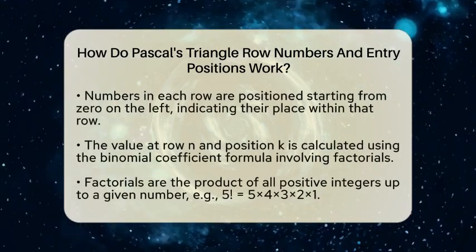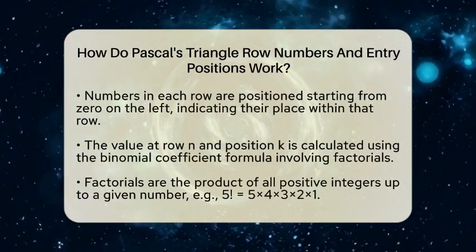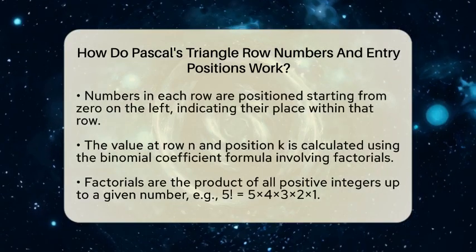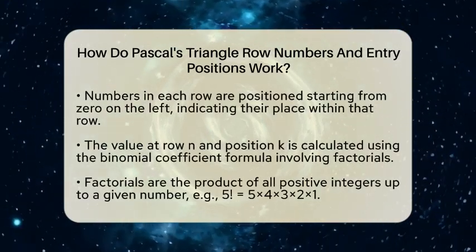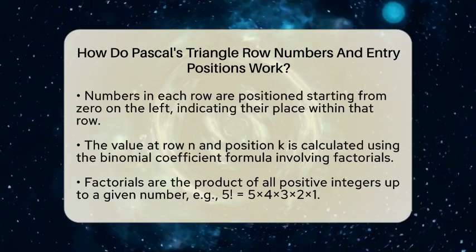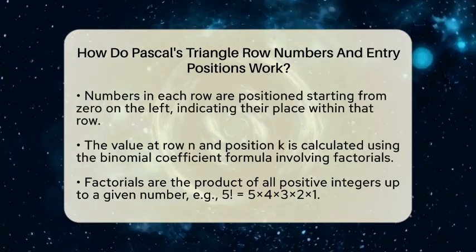The numbers inside each row are not random. They follow a special rule. To find the number at row n and position k, we use a formula called the binomial coefficient. It looks complicated but is simple once you understand it. It is written as a fraction with factorials. N factorial divided by k factorial times n minus k factorial.